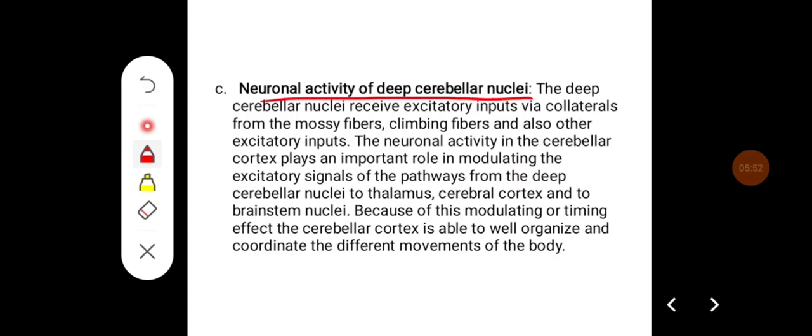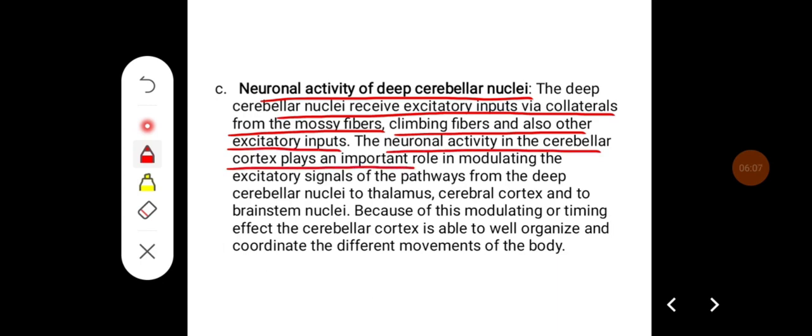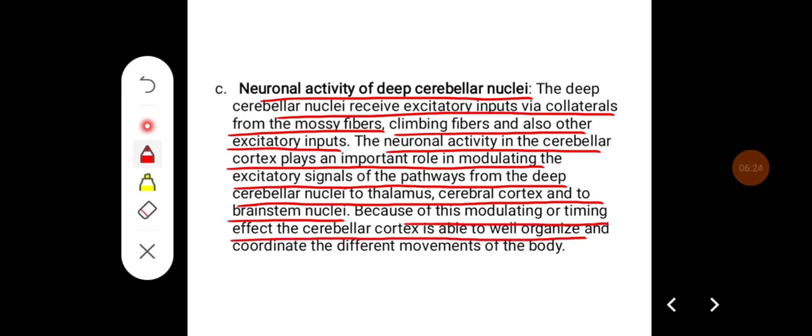Neuronal activity in the deep cerebellar nuclei. The deep cerebellar nuclei receive excitatory inputs via collaterals from mossy fibers, climbing fibers, and also other excitatory inputs. The neuronal activity in the cerebellar cortex plays an important role in modulating the excitatory signals of the pathways from deep cerebellar nuclei to thalamus, cerebral cortex, and to brainstem nuclei. Because of this modulating or timing effect, the cerebellar cortex is able to well organize and coordinate the different movements of the body.